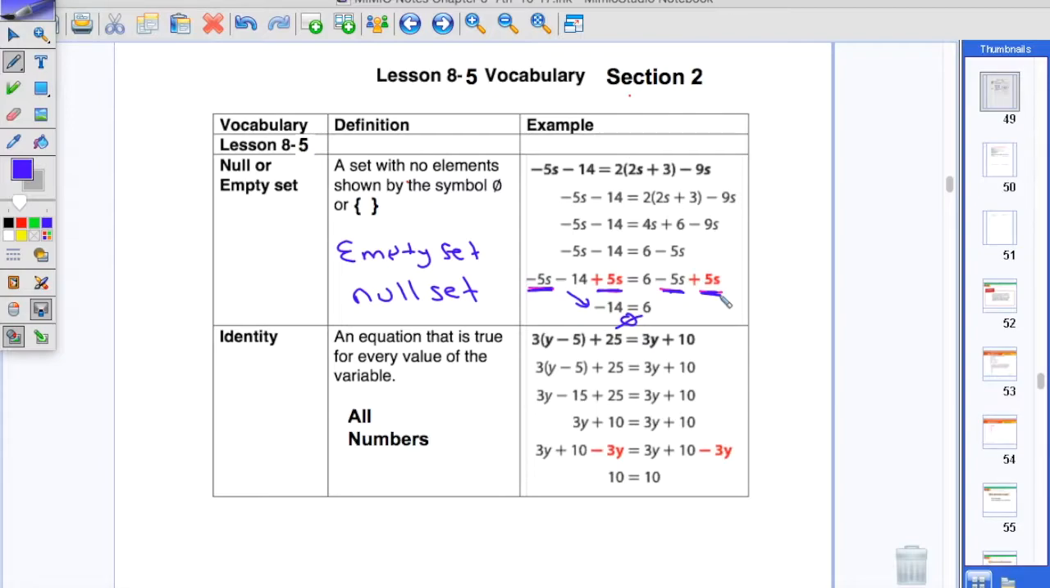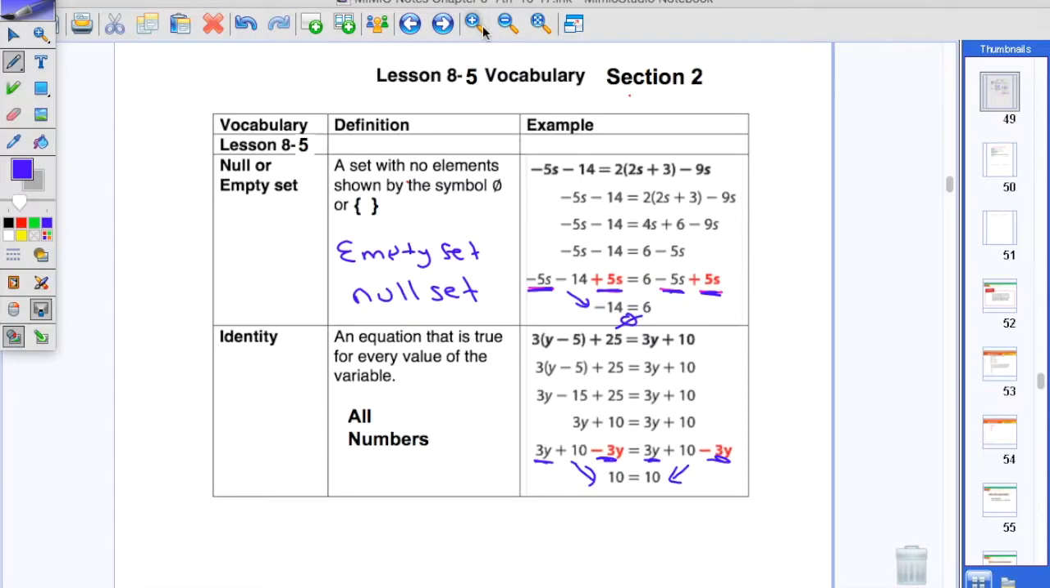Identity is an equation that is true for every value of the variable, or all numbers work. So in this equation with variables on both sides, going through all the steps with the distributing, combining like terms, when it gets down to the last step, we can subtract 3 from both sides. When you subtract 3 from both sides, you're left with a positive 10 on the left and a positive 10 on the right. Well, that means that no matter what you put in for your variables, the left side's always going to equal the right side. That means all numbers that you substitute in for the value of the variable will have the left side equal to the right side.